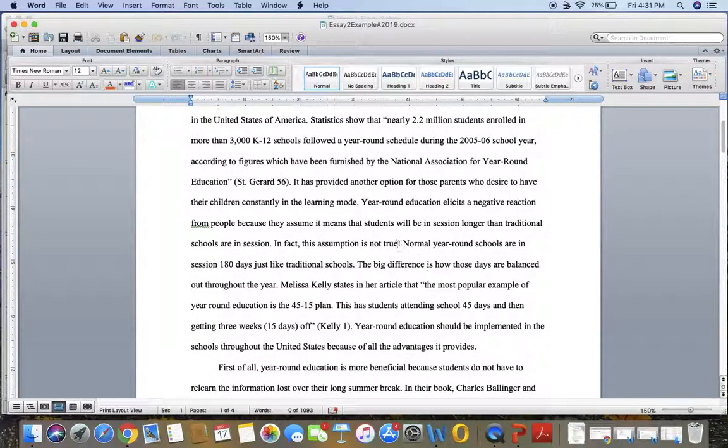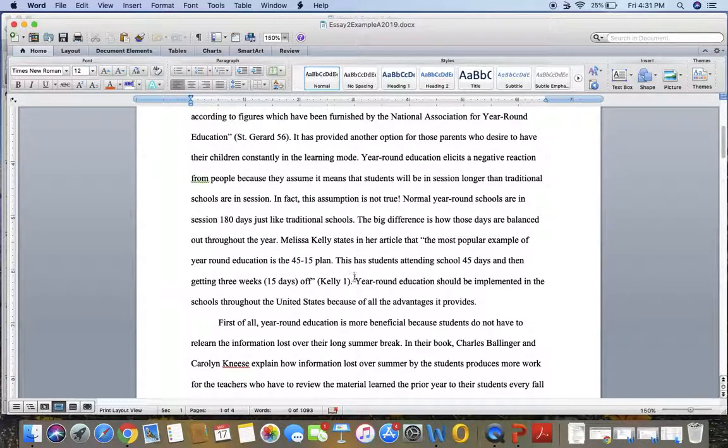First of all, pretty good introduction. But I want to point out the thesis statement: Year-round education should be implemented in schools throughout the United States because of all the advantages it provides. With this long of a paper, you don't need to list all your reasons. Just state your claim. And this is a claim of policy, which again, we'll learn about different types of claims next week. It's simple, it's straightforward. We know exactly what the author's position is on this issue of year-round education. So that's the type of thesis statement that you want.